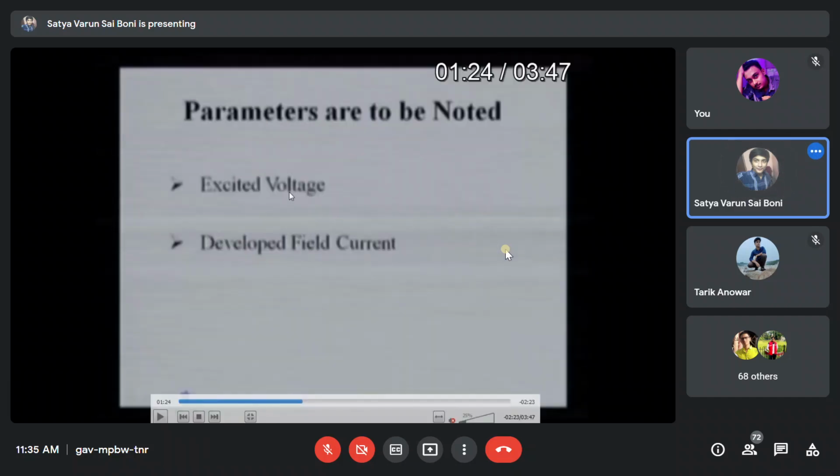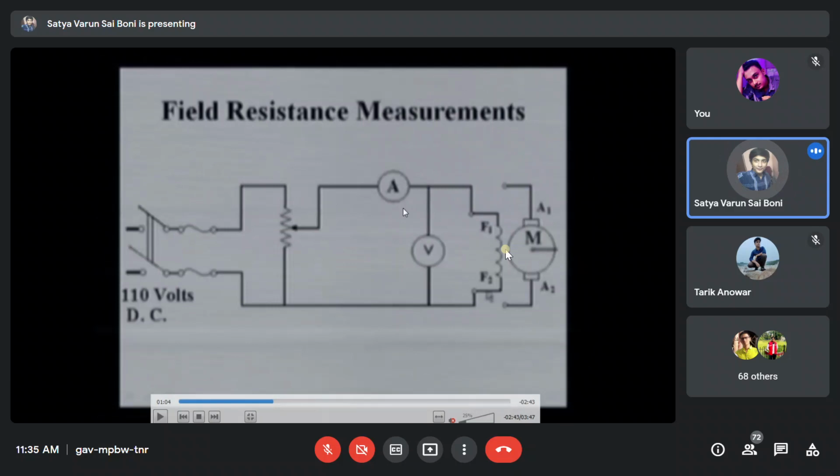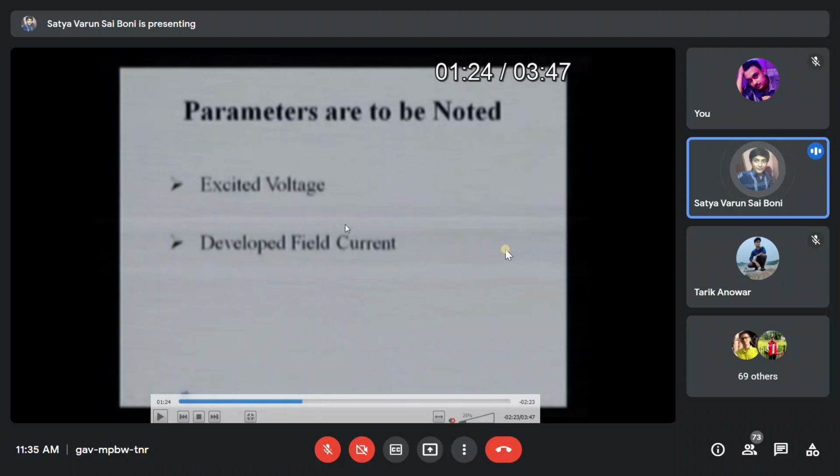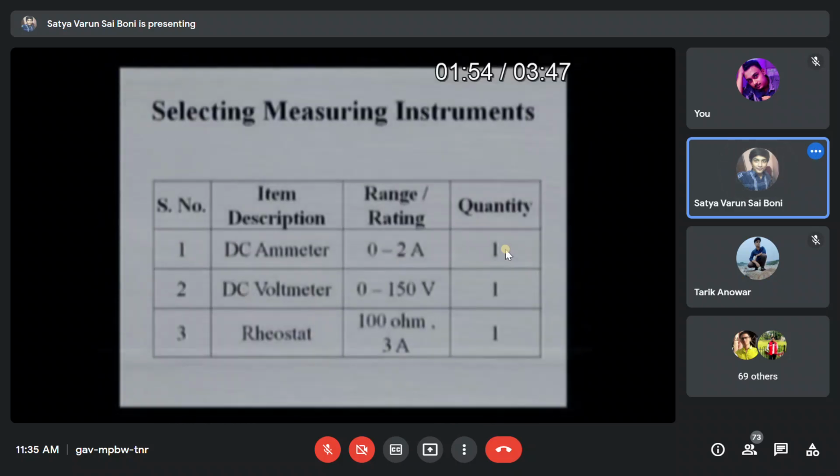The required quantity is what? Ammeter 1, voltmeter 1, and rheostat of 1 quantity. So this is the thing they have mentioned here.